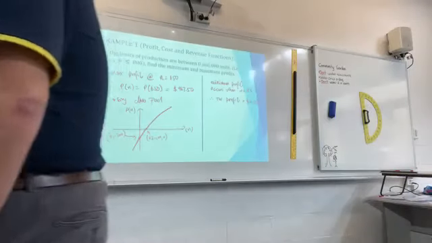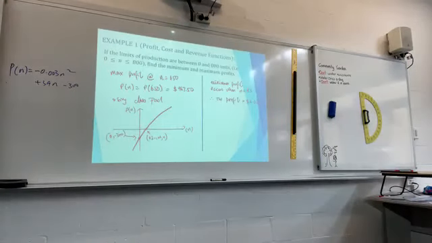Solving question 2, you need to know a few things. You need to know your speed, distance and time formula. You need to know your Pythagoras' theorem. You definitely do need to know your Pythagoras' theorem for that, so it's assumed that you know it.